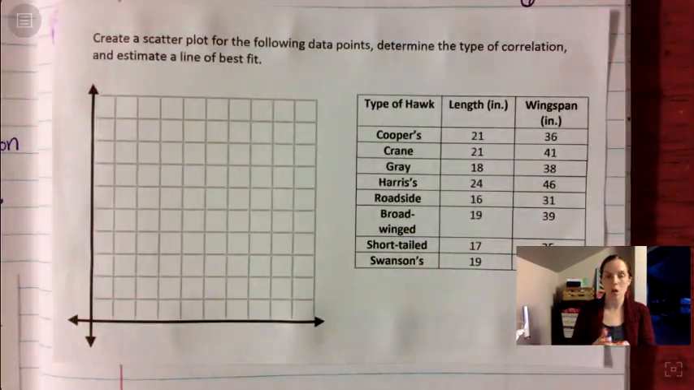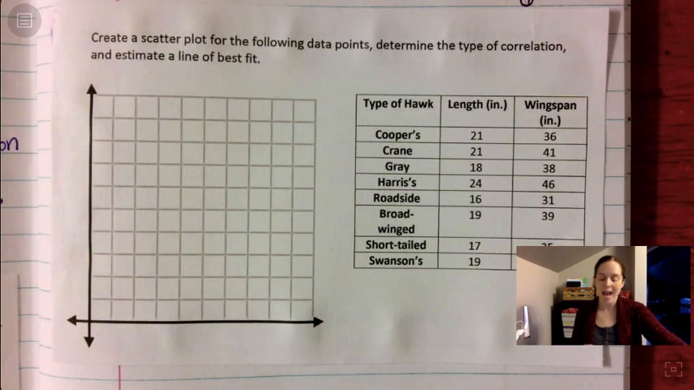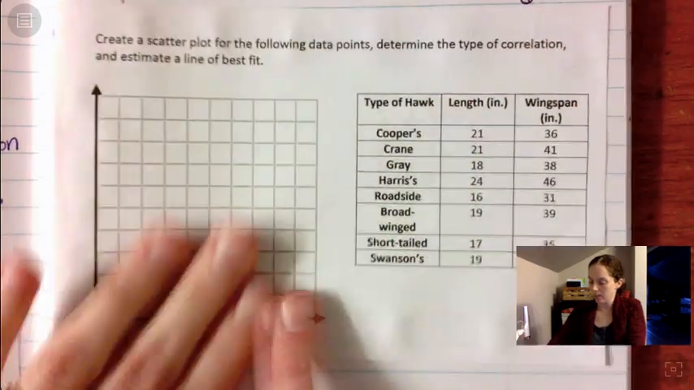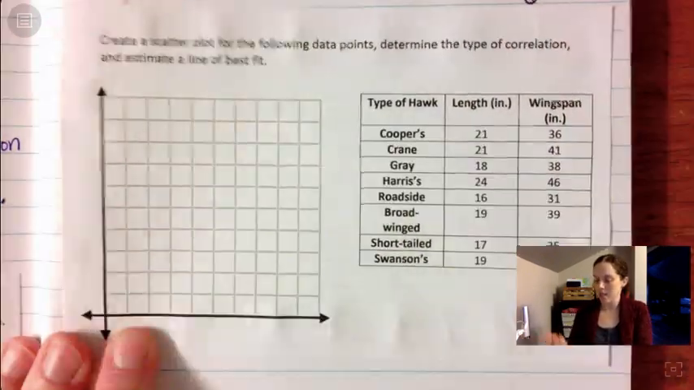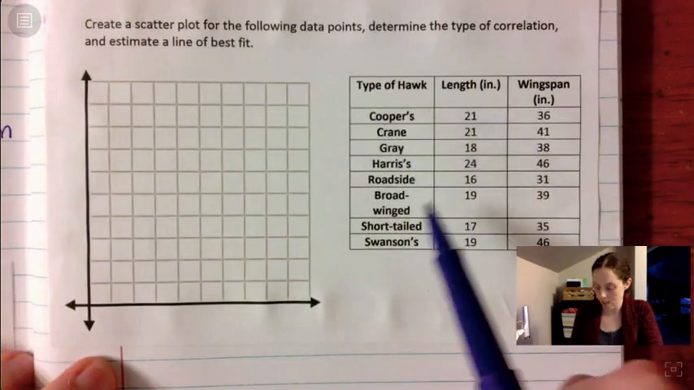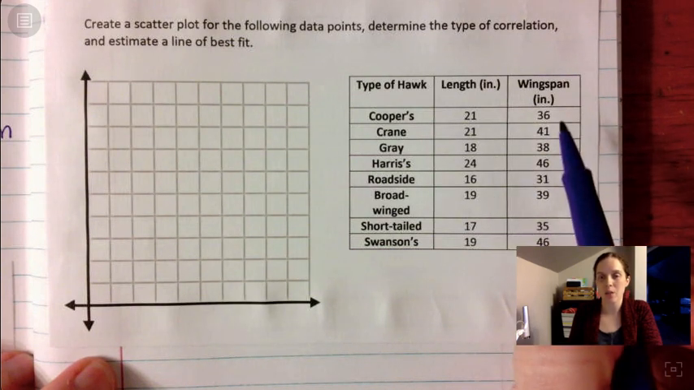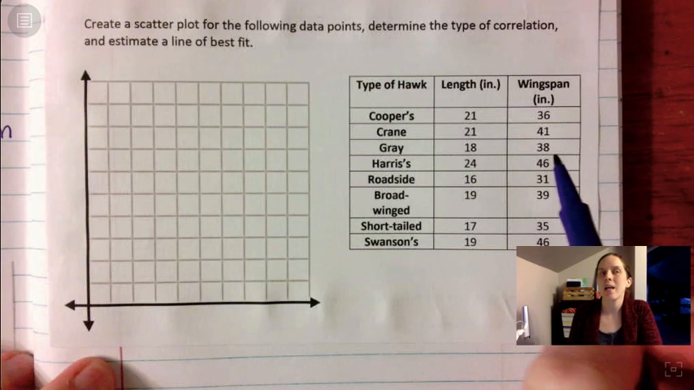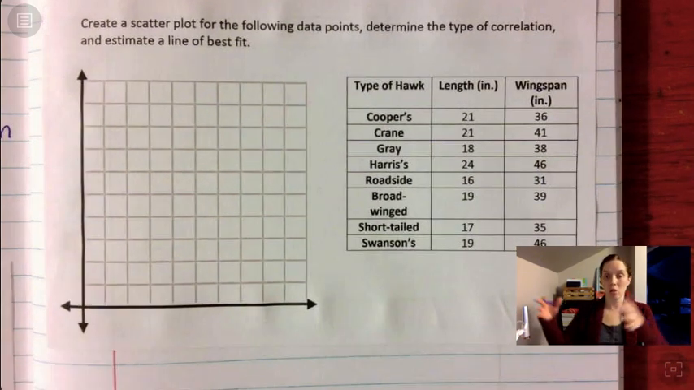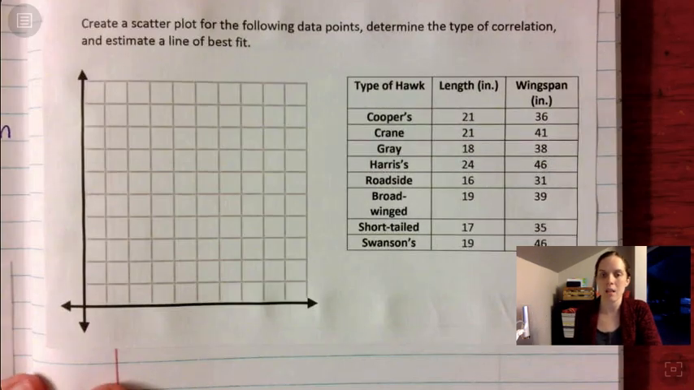Okay, so this says create a scatter plot for the following data points, determine the type of correlation, and estimate a line of best fit. So I'll show you how to do that in a second. Okay, so this has actual information here. This is talking about different types of hawks, and then it has the length of the whole bird in inches and their wingspan in inches. So you would think that the longer the bird, the longer its wingspan, right? So we'll see if that is the case.